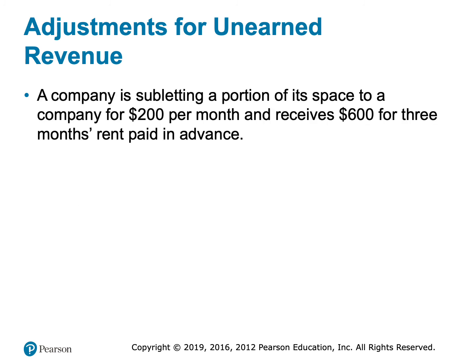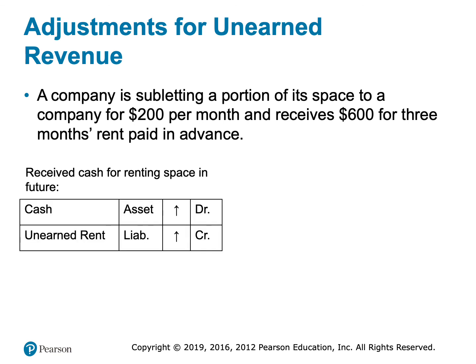Again, also a liability. So here we're told that we are subletting a portion of our space to another company for $200 a month. They go ahead and pay us $600 in advance. We take their $600, but now we have a liability because we now owe them 3 months of rent. We have to let them use this building for 3 months. So when we take their money, we're going to debit cash and we'll credit unearned rent, which is a liability account. Remember, liabilities have a normal credit balance.